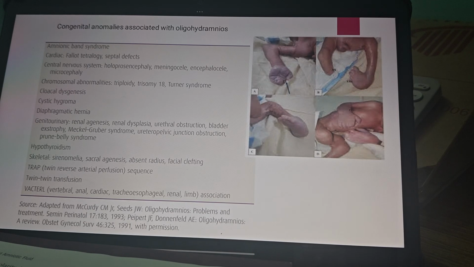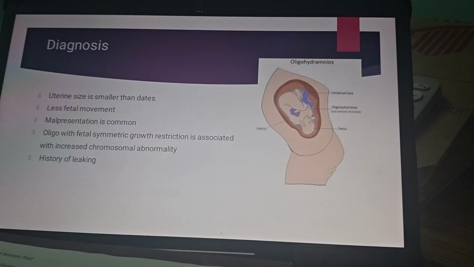Skeletal abnormalities like sirenomelia, sacral agenesis, absent radius, facial clefting, TRAP sequence, also known as twin reversed arterial perfusion sequence, twin-to-twin transfusion syndrome, and VACTERL anomalies. VACTERL anomalies include vertebral, anal, cardiac, tracheoesophageal, renal and limb abnormalities.